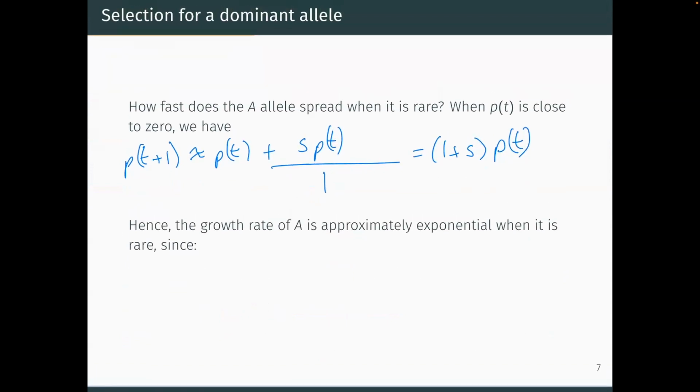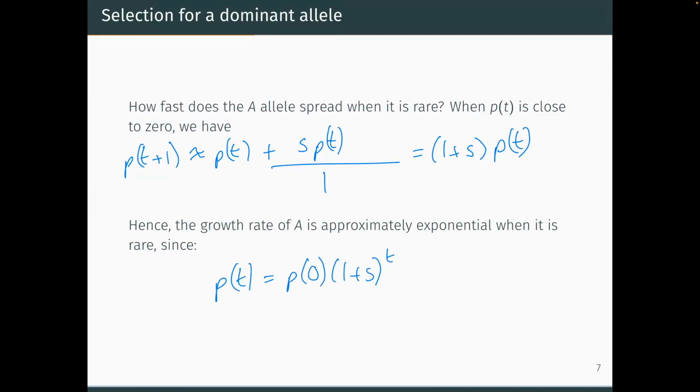This means that the growth rate, when it's relatively rare, is approximately exponential. That's because we can write down P of t is equal to P of 0, our initial condition for frequency of the big A allele, times 1 plus S to the power of t.